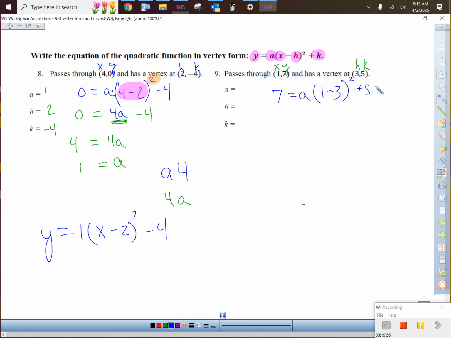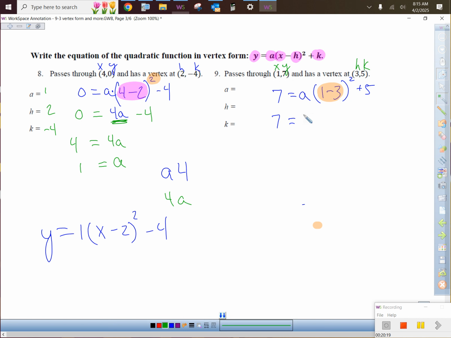Before we go too far, how do you feel about me putting the numbers where I put the numbers? Nice. Let's see what's in the parentheses first. 1 minus 3 is not 2. What's 1 minus 3? Negative 2. It's going to get squared. What would you get back on that? 4, right? So let's do it. 7 equals A4 or 4A.